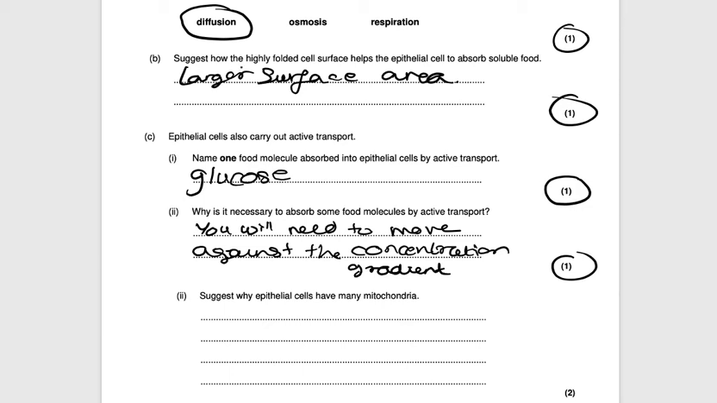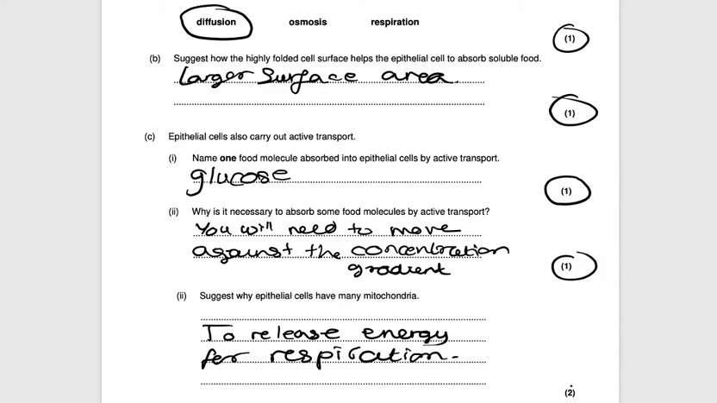And this is because mitochondria are used as an energy source, and epithelial cells have lots of mitochondria to release energy for respiration to occur. Or during respiration. Okay, worth 2 marks.